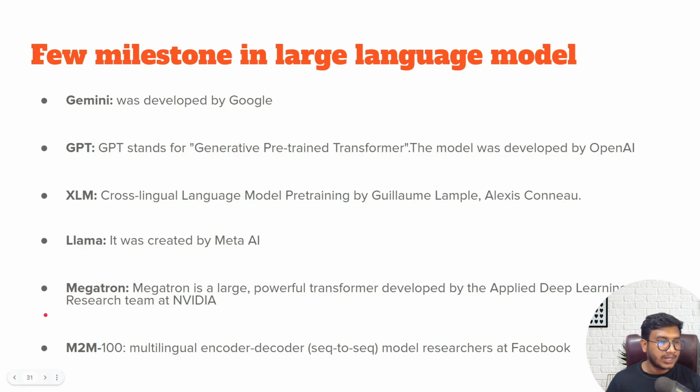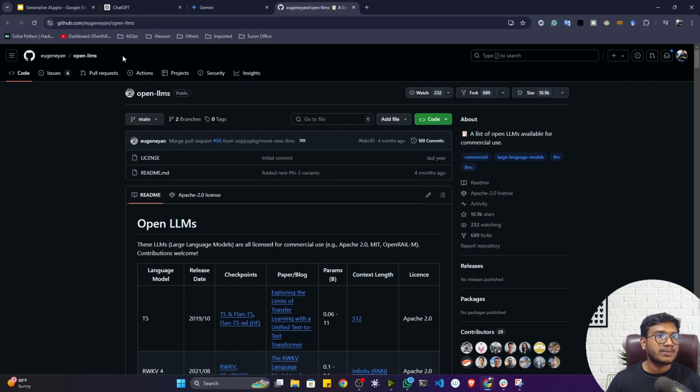Now you can see there is another model called Megatron. So Megatron is a large language model and a very powerful transformer model, developed by the NVIDIA research team. I think you know NVIDIA. We are using NVIDIA GPUs in our system, right? So the NVIDIA team has developed this particular Megatron model, and this is one of the large language models. Now we have something called M2M 100. So this is called a multilingual encoder and decoder sequence to sequence model. Okay, and it was developed by Facebook. So these are the models we have. Apart from that, I told you we have thousands of models. Let me show you. So this is GitHub, guys. The GitHub name is OpenLLMs.